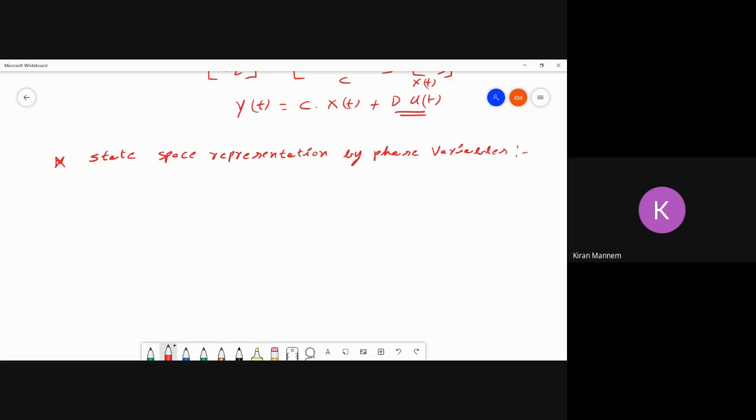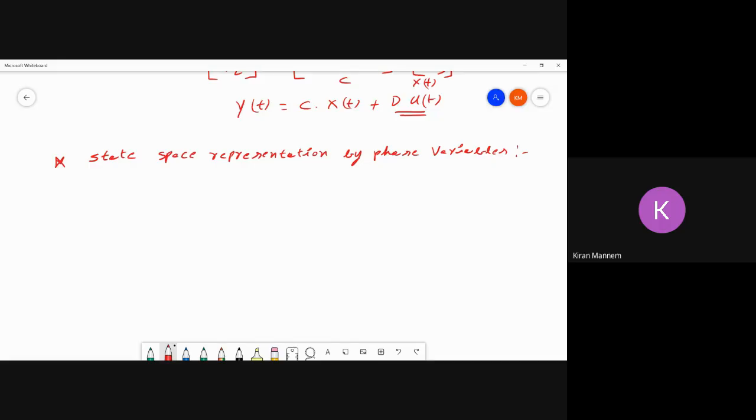Okay. So physical variables, it's very easy. Once you have inductors and capacitors, you can easily find the physical variables. You can represent them by applying KVL and KCL and putting them in matrix form. What about phase variables?